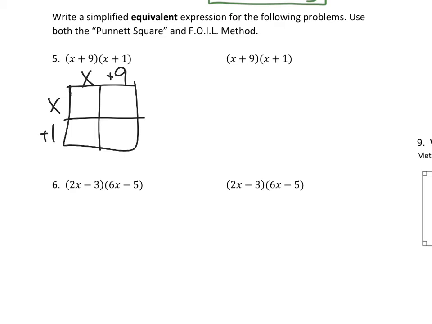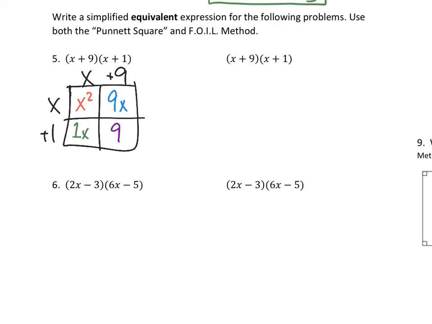What goes in the first box? X to the power 2. What goes in the second box? 9x. What goes in the bottom box? 1x. And then the last one? 9. 9 times 1?